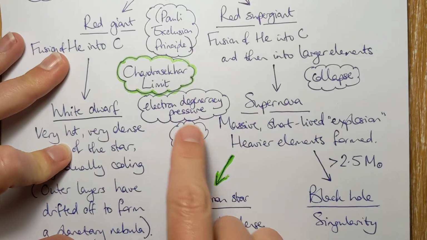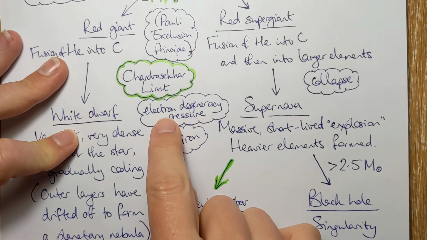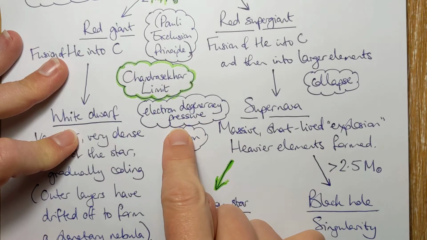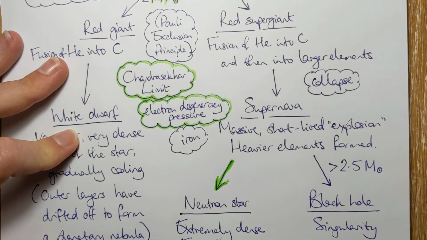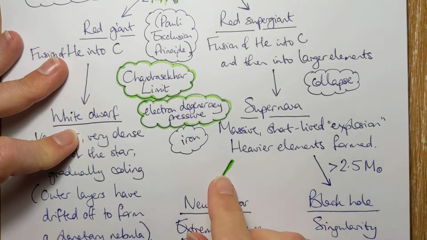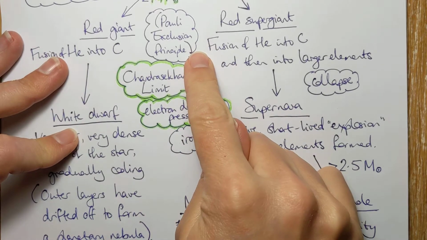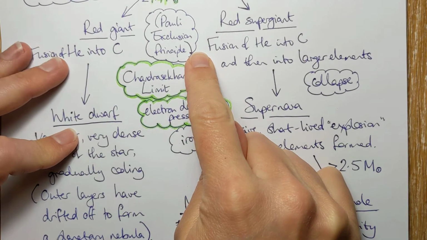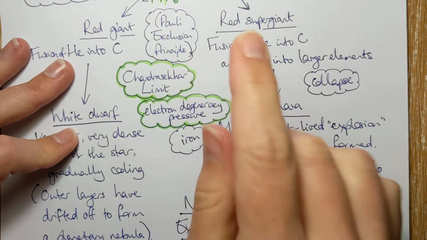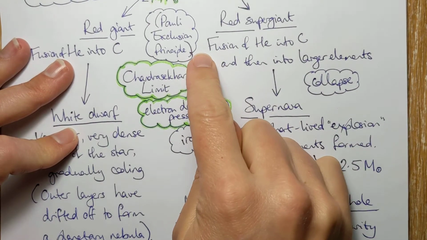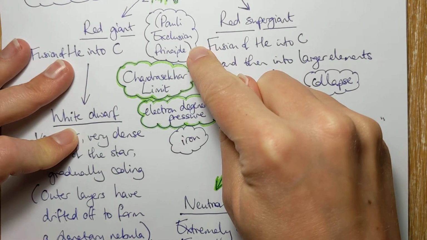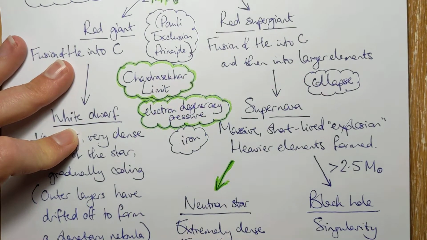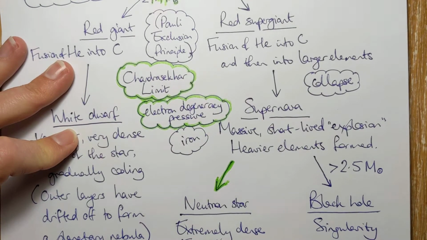Now, we say that the pressure is high enough to overcome electron degeneracy pressure. So that's another phrase that you need to remember. But what on earth does that mean? Well, we're in the realms of quantum mechanics now. Basically, there's something called the Pauli exclusion principle, which says that no two electrons can be in exactly the same state. And so the only way to get electrons closer to protons, because you're not allowed to push them all down into the bottom energy level, so the only way to do it is for them to react with the protons. And so that's what's going on there.